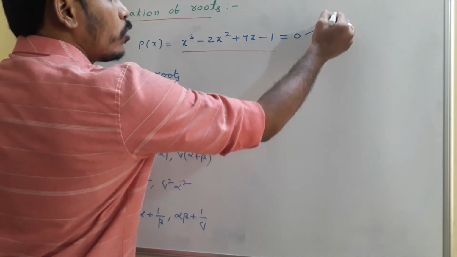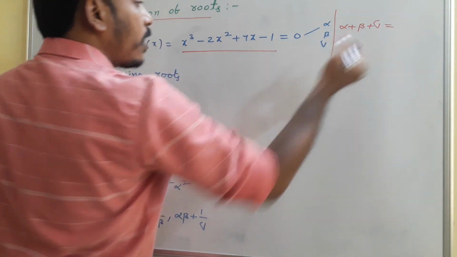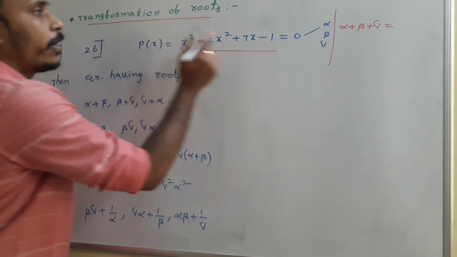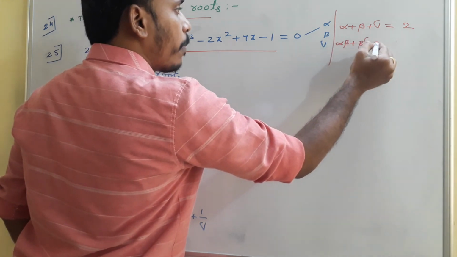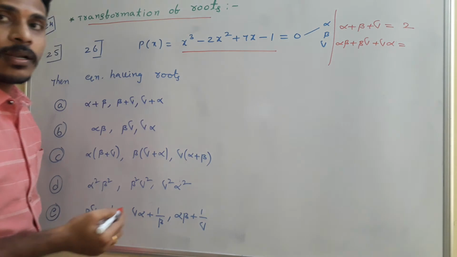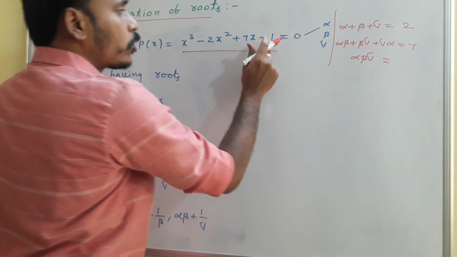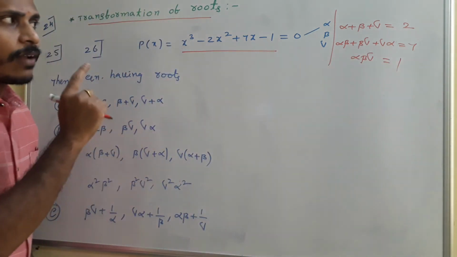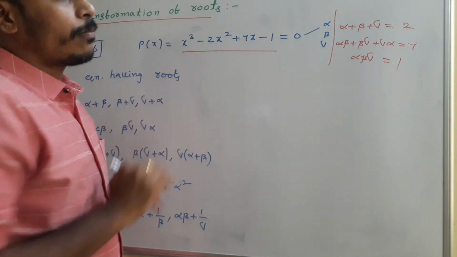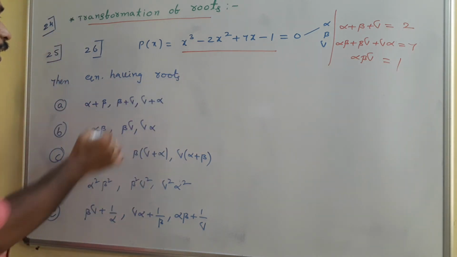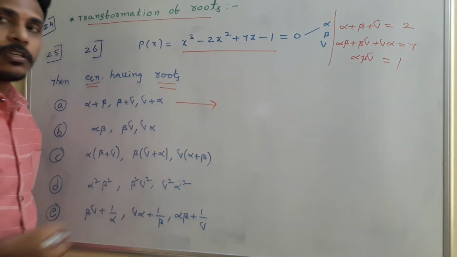Since this equation has roots alpha, beta, gamma, we are very clear that alpha plus beta plus gamma is minus b by a, simply 2. And then alpha beta plus beta gamma plus gamma alpha is c by a, that is 7. As well, alpha beta gamma is minus of this minus 1, and that is 1. So I have the values of alpha plus beta plus gamma, alpha beta plus beta gamma plus gamma alpha, and alpha beta gamma. Now I am trying to find the equations whose roots are like this. So you just think about it.